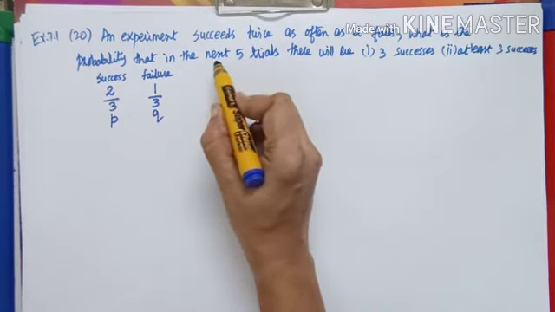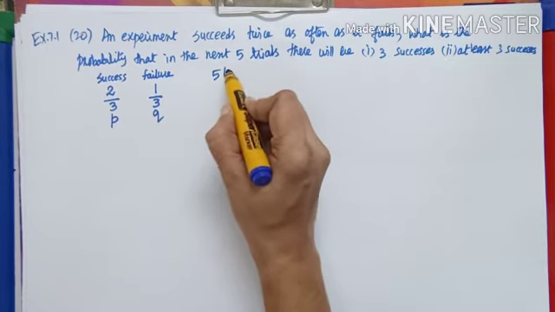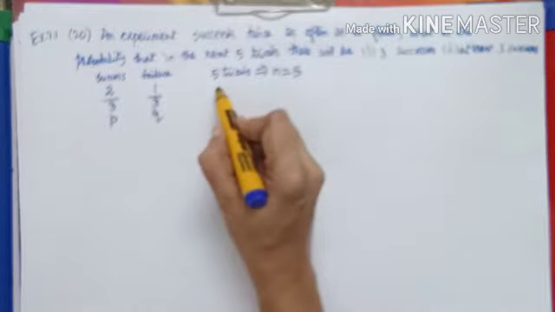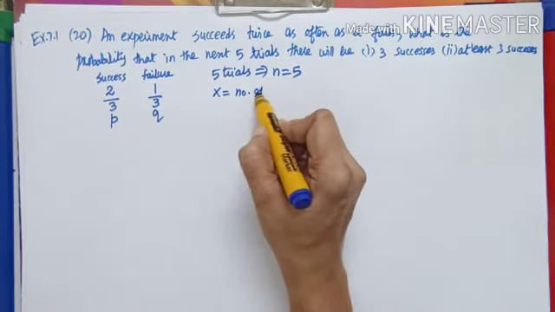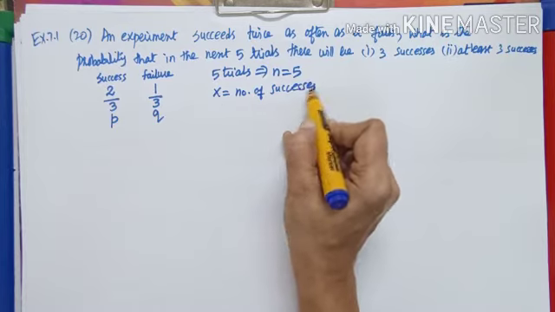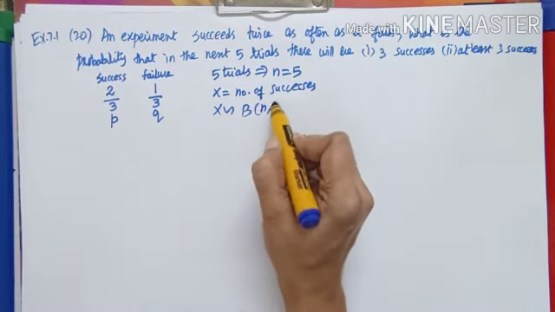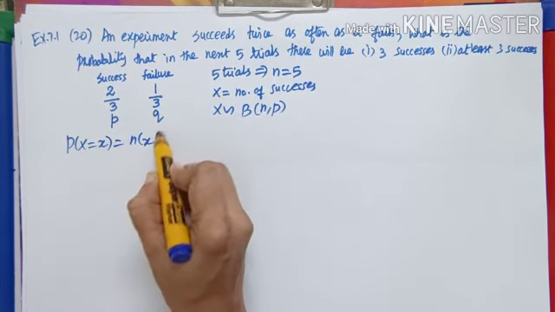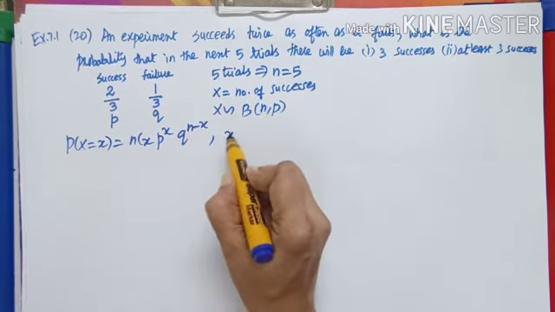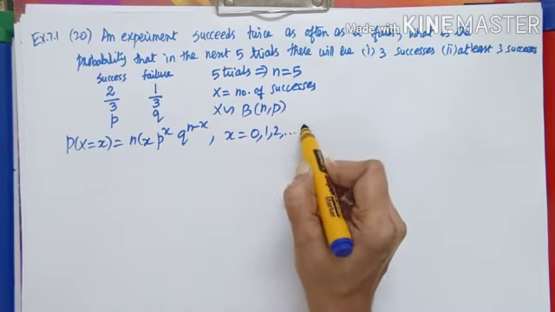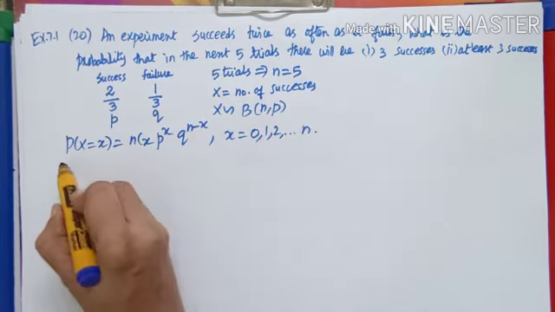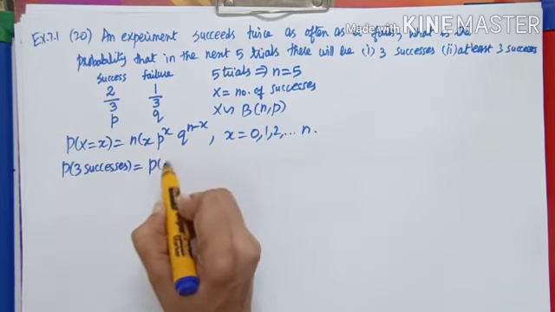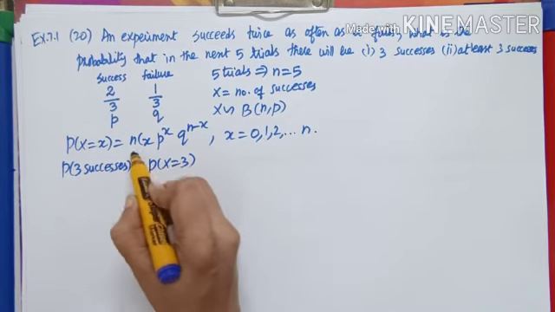The second line tells there are 5 trials. So 5 trials tell me n equals 5. We say x is equal to the number of successes, and x follows binomial with parameters n and p. P of X equals x is nCx p power x q power n minus x, where x is from 0, 1, 2 up to n. My question is 3 successes. So 3 successes tells me P of X equals 3.